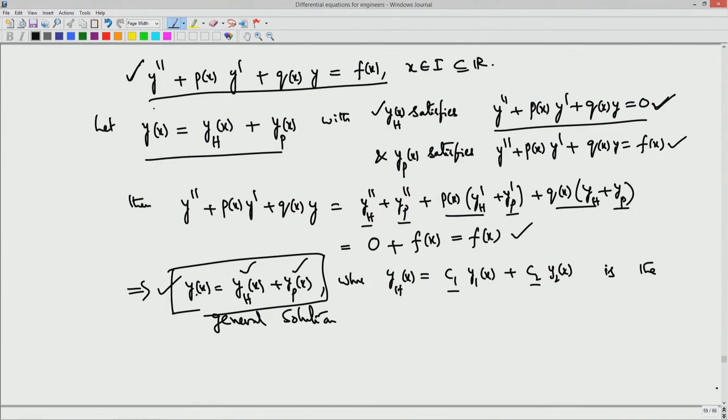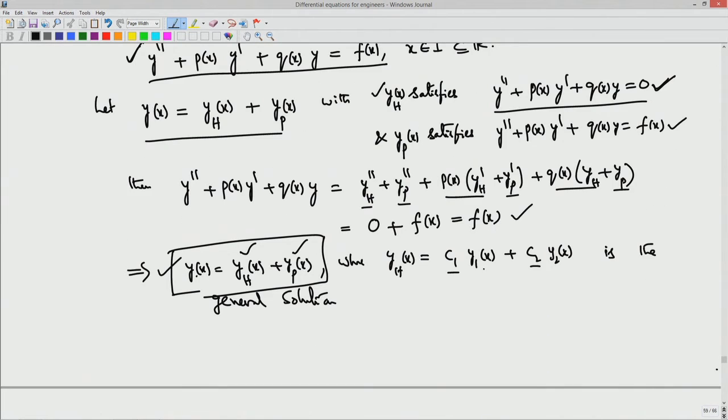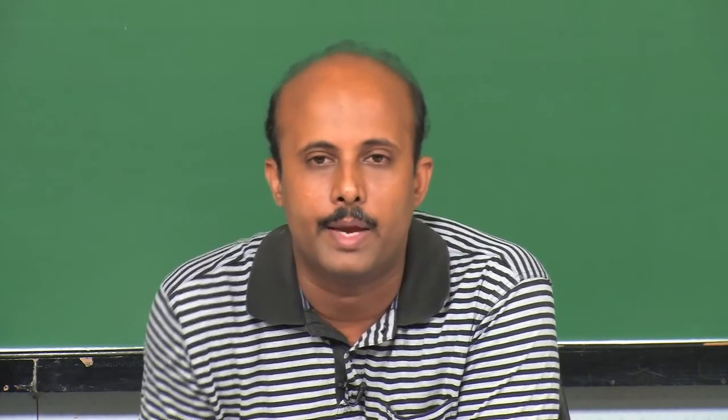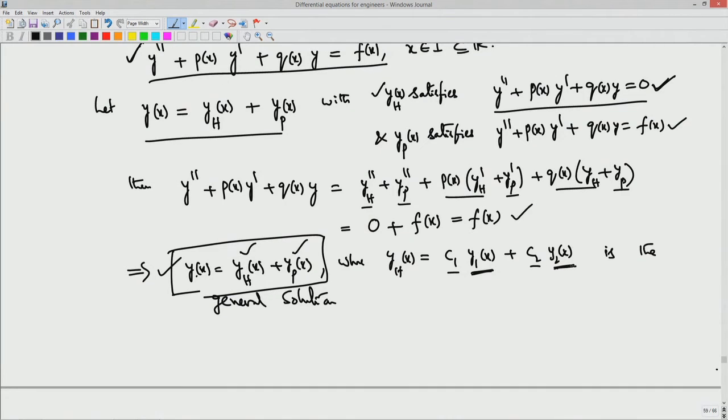Now the question is, how do I find this? If it is a constant coefficient equation, you know how to find your y1 and y2. If it is not, you need one to find the other, as of now, and you don't know how to find your particular solution yp. So I give you a method. If you know two linearly independent homogeneous solutions y1 and y2, I will give you a method to find your particular solution yp of x.